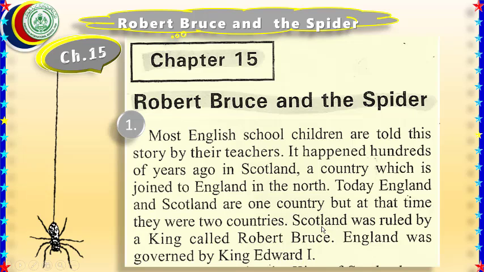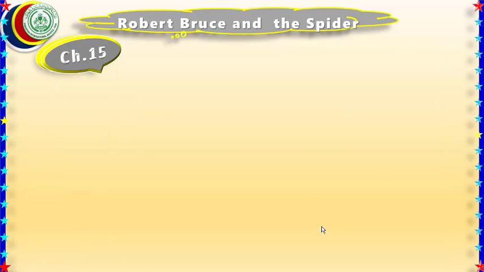Here in this paragraph, we have learned about two kings: Robert Bruce, the king of Scotland, and Edward I, the king of England. Let us move forward.